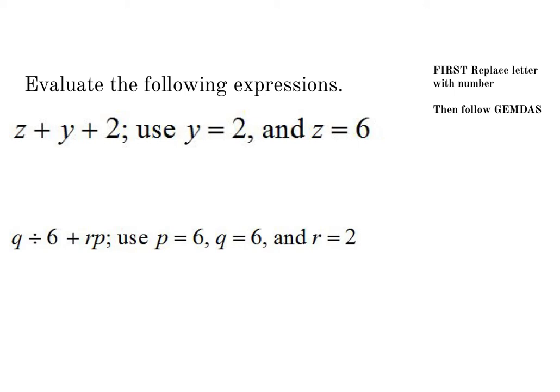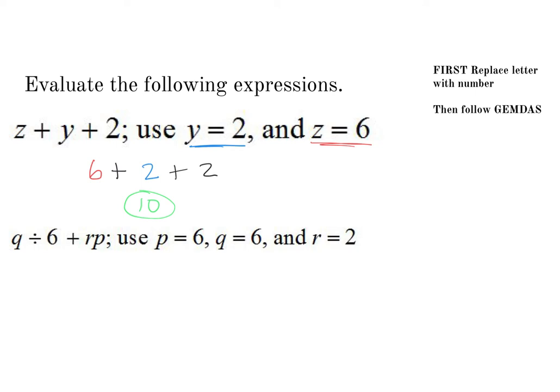So now we want to evaluate the following expression. And you may have an expression that has some numbers, but letters as well, variables. If you are told that the letter is equal to a certain number, all you have to do is replace letter with number. So Z is actually the number 6. So I'll replace Z with the number 6, keep the plus sign. Y is actually the number 2. Keep the other plus sign, keep the other number. Then you apply order of operations. In this case, we just need to add everything together, which gives me 10.